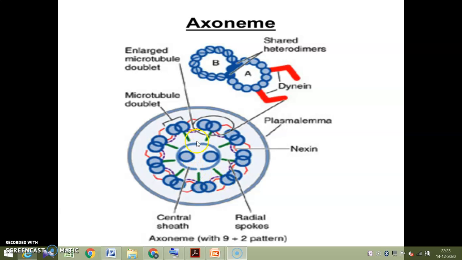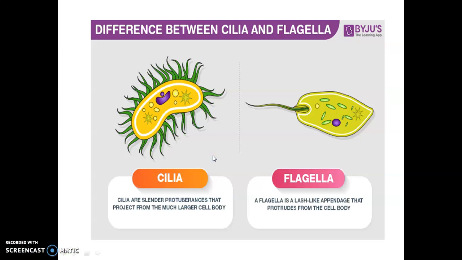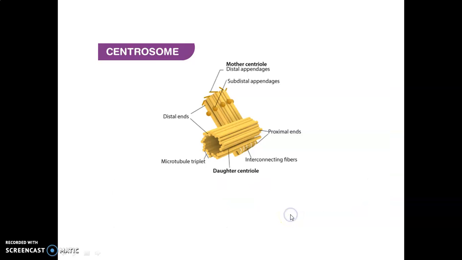Children, you have to study the structure of axoneme well. 9+2 arrangement, central sheath, and this sheath is connected to the peripheral part. Clear? Then the differences are given here. Cilia are slender protuberances that project from a much larger cell body, whereas a flagellum is a lash-like appendage that protrudes from the cell body. Clear, children?